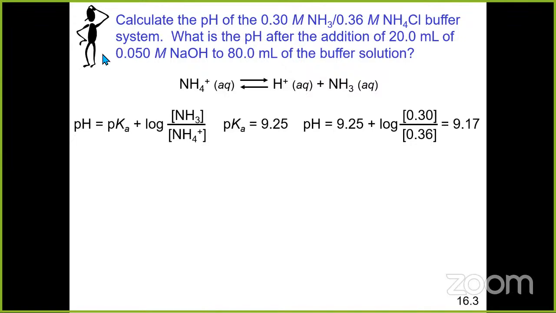Now for the second part of the question, it says, what is the pH of the buffer after adding 20.0 mL of the 0.050 M sodium hydroxide solution to 80 mL of the buffer solution? All right, so I'm definitely going to need some more space for this. So let me backtrack a bit.